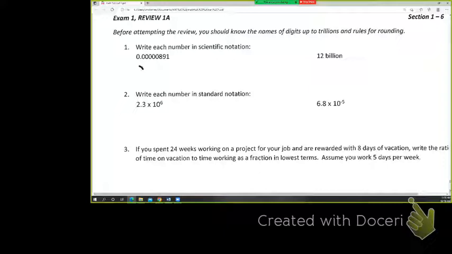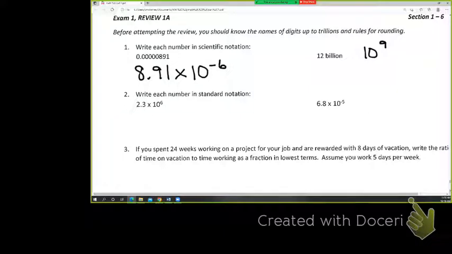So a number between 1 and 10 times 10, and then we have to decide how many places the decimal is moved. In this case it would have to move to the left, so it would be 10 to the -6. There are 5 zeros, plus it jumps over the 8. So billion is 10 to the 9th.